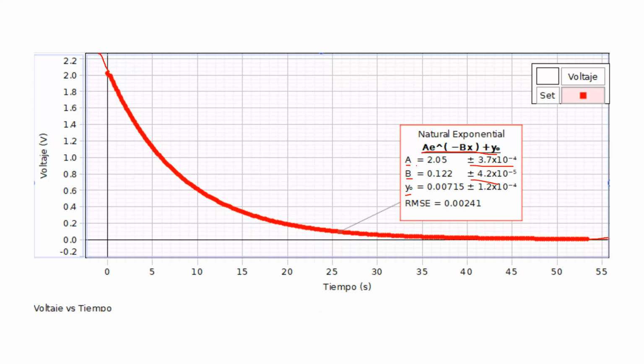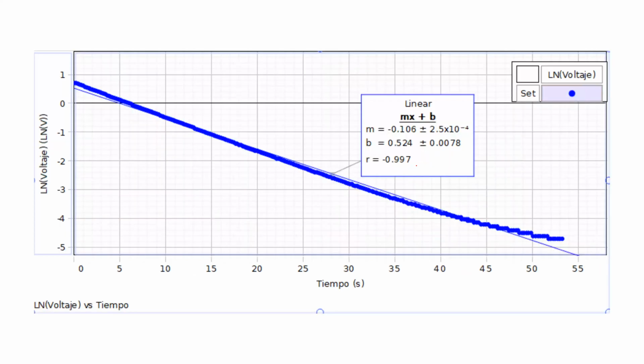So this could be very useful in order to make some experiments which require you to get the best fit line, especially for some complicated ones like this one right here.